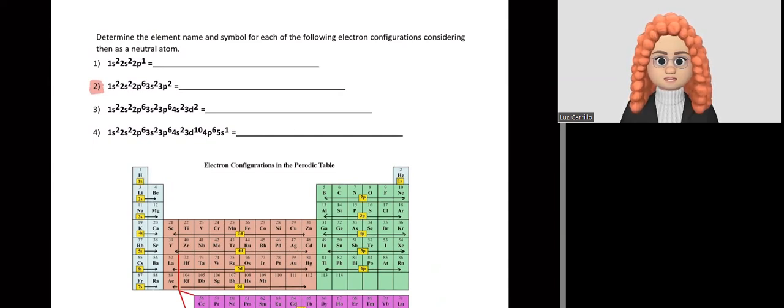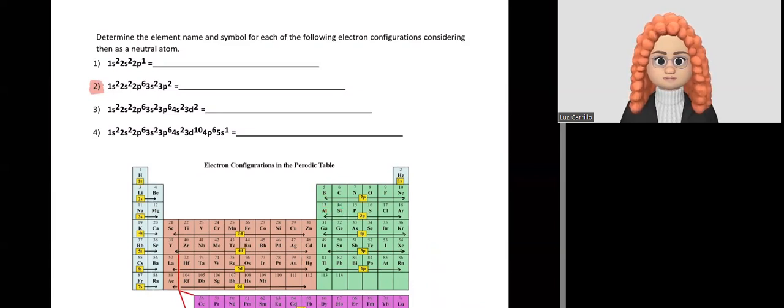So when I look at the periodic table, I can follow along and count the boxes that lead to 3p2 starting from 1s2. So 1s2 is this box and this box. Then I move on to the second row. This is 2s2, 2p6, 3s2, and then we have 3p2.